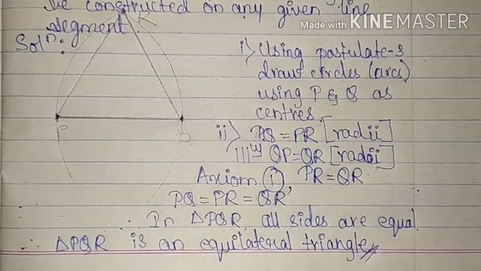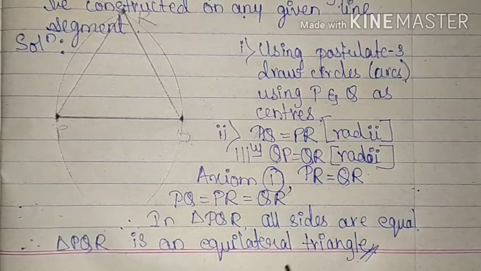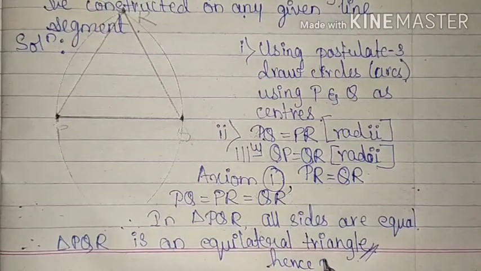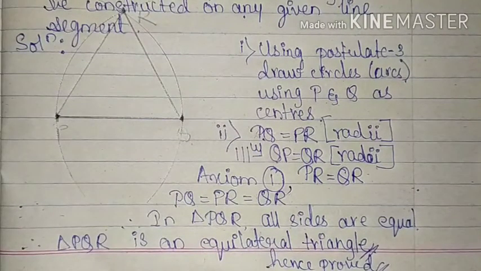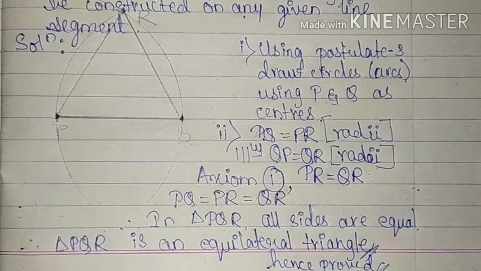So, what was the question here? We were supposed to prove that from any given line segment, we can draw an equilateral triangle. So, we took a line segment of unknown length. We didn't measure the length in the beginning. PQ was the line segment with an unknown length, and using that PQ, we constructed an equilateral triangle and proved that the triangle we obtained was equilateral using the axioms and postulates given by Euclid. So, hence proved.